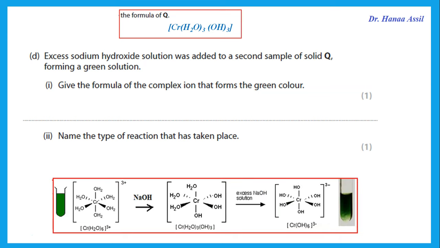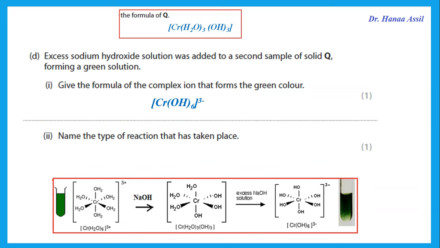Now we're adding excess sodium hydroxide. Remember, when we added drops of sodium hydroxide, we said we're going to deprotonate some of the water. So 3 of the water molecules were deprotonated. Now, when we add excess of the sodium hydroxide, we get a green solution because we deprotonated more of the water. So now we have chromium with 6 hydroxide ions.